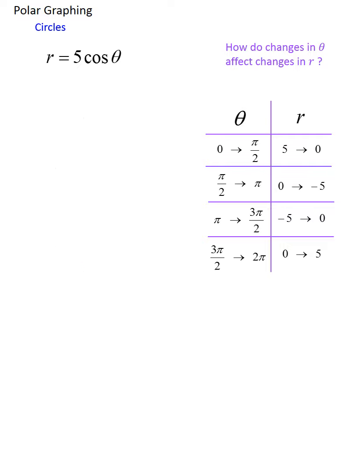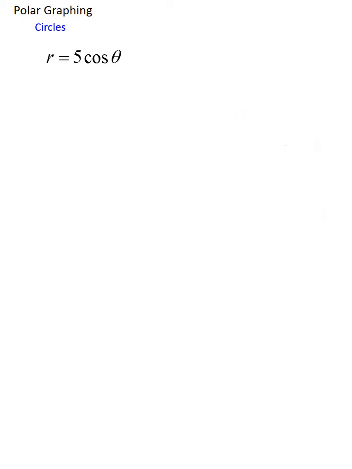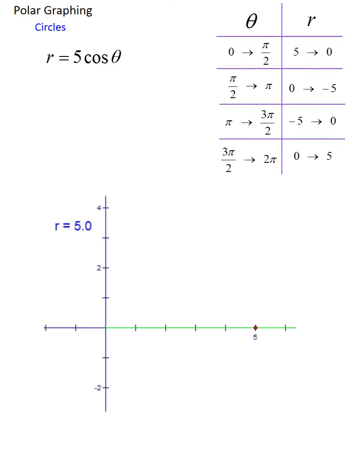And this analysis of what's happening to r for different changes in theta will help me answer the question, how are these changes displayed in the polar graph of this equation? Let's start by having theta sweep through quadrant 1. You'll notice in the table in the upper right corner that r is going to shrink from 5 down to 0. So here's r shrinking from 5 down to 0 in quadrant 1.